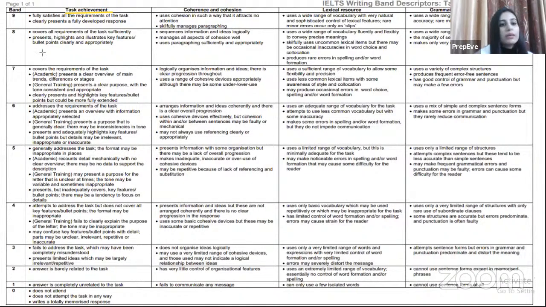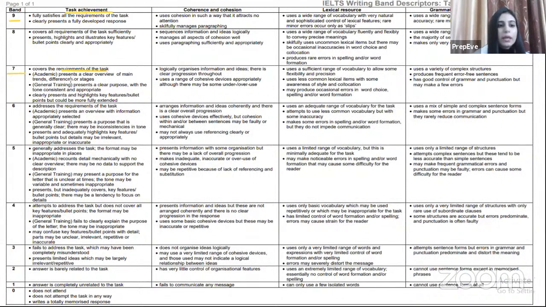Let's quickly read what they would require out of us if we want 7. I'm just focusing on 7. You can also read the 9 band score here, because 7 is the bare minimum we need to provide them with. So, covers the requirements of the task. As I've already explained, whatever the task is asking you, you have answered that properly. Okay, that's the first one.